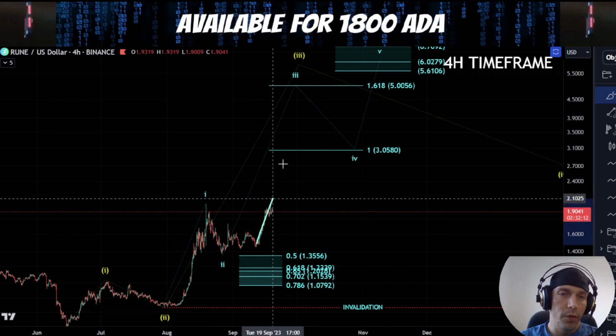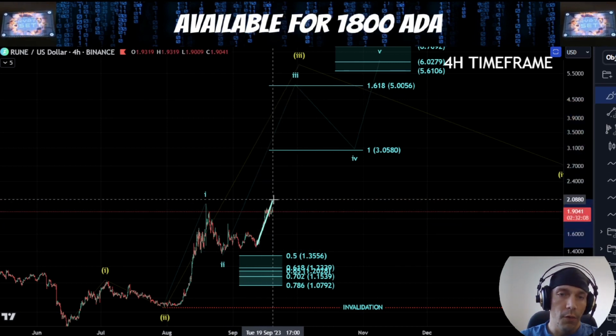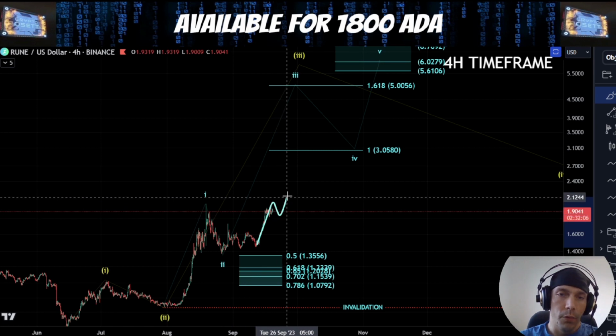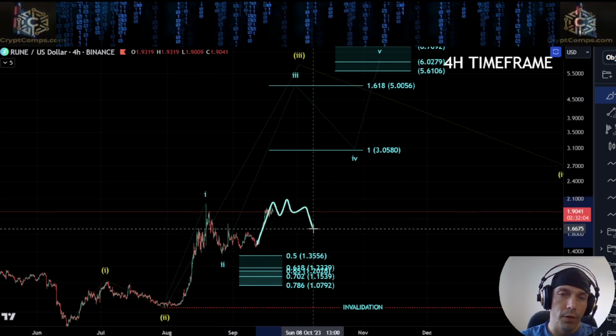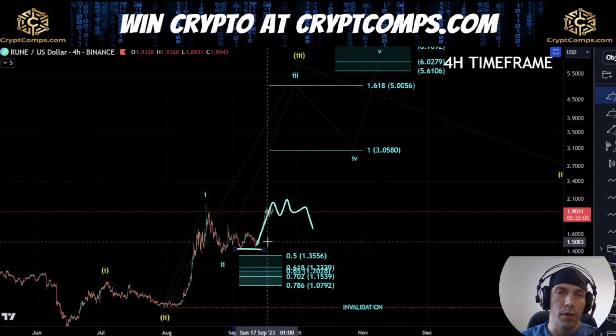It is possible that this could just move directly up here, but structure wise it would make a lot more sense that if we do get this complete, we get 4th and a 5th, then we get 3 waves back to the downside, and we still hold this low. We need to just be on the lookout for this idea of the extension.